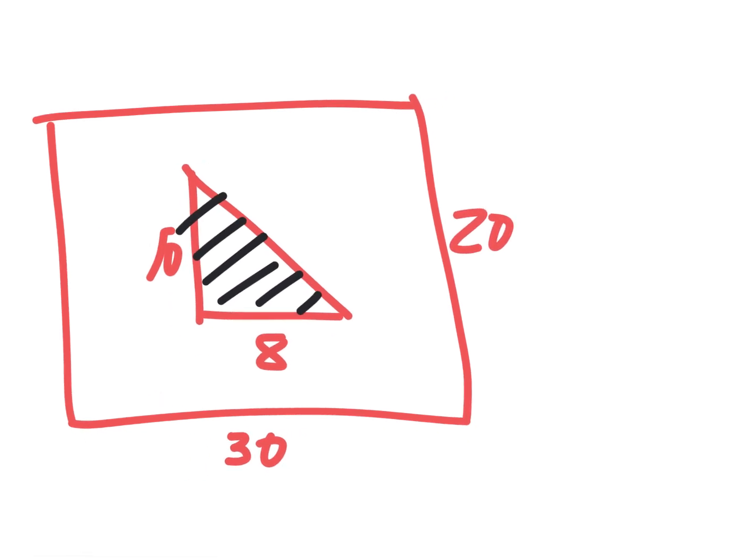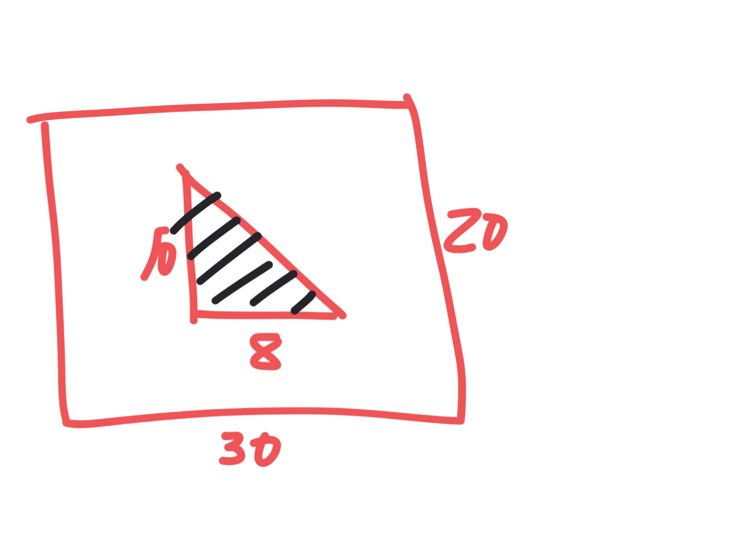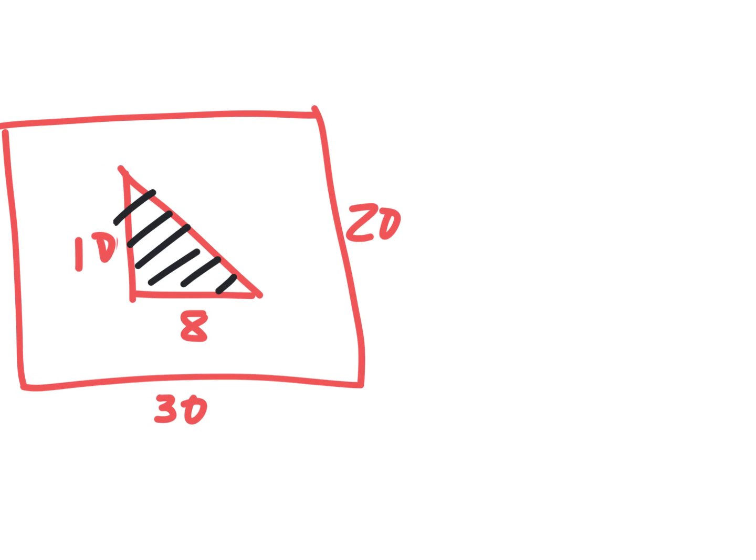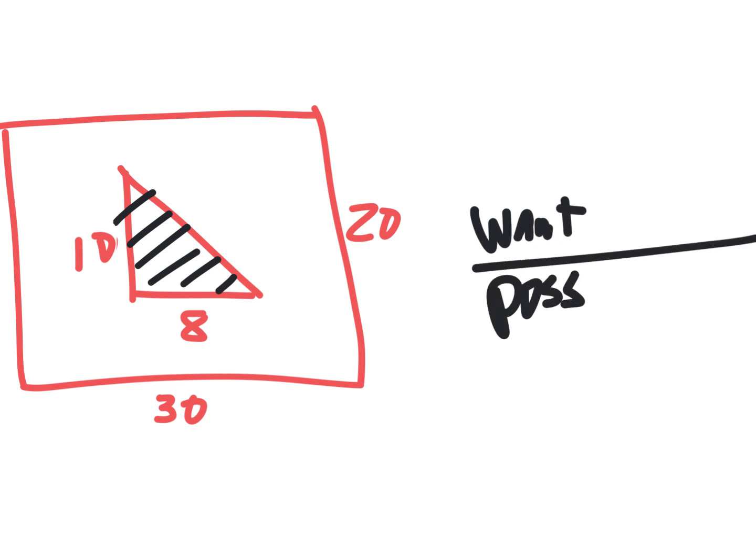Would you figure out the probability of hitting that 10 by 8 triangle? I know some of you know the secret to the triangle. I'll remind you in a minute. Find the probability of hitting that shaded region. It's always what you want over what's possible.